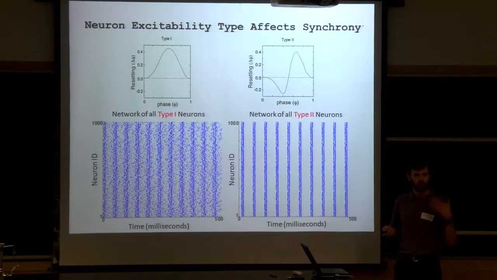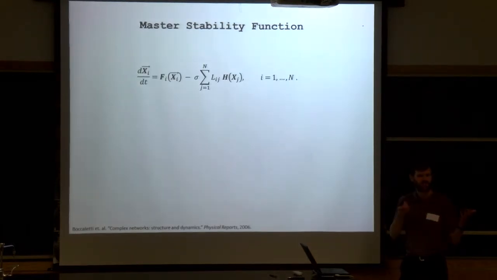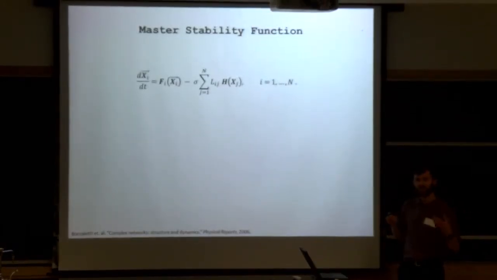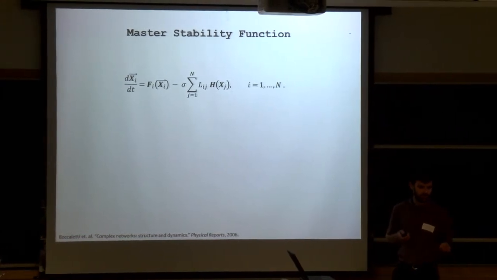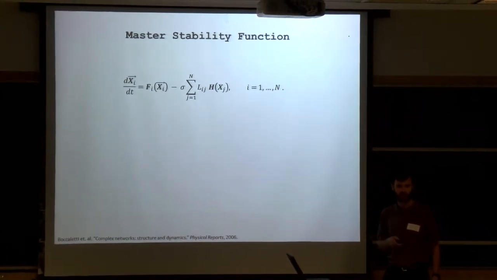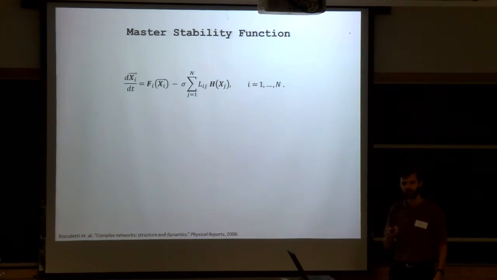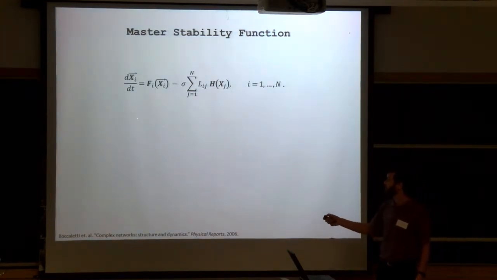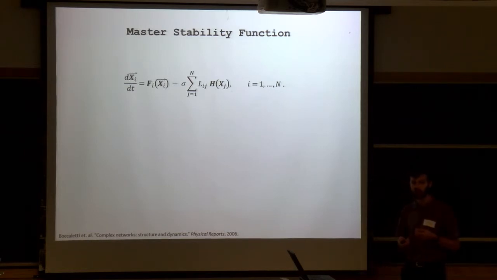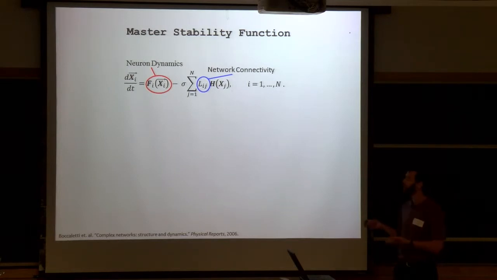What about when we get to network connectivity? Well, within the past decade, a very elegant and very general approach to this has been developed called the master stability function. To get an idea of how this approach works, take a look at this general equation describing the dynamics of a network. X is just a vector array containing the dynamic variables of the neurons. F of x is a function describing the neuron dynamics, and L is a matrix describing the network connectivity.